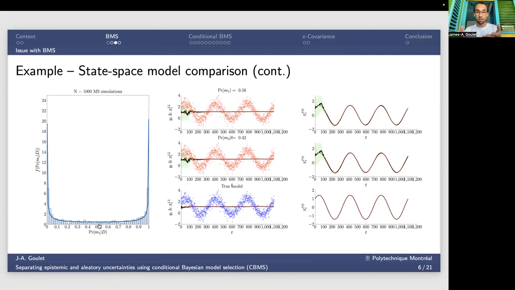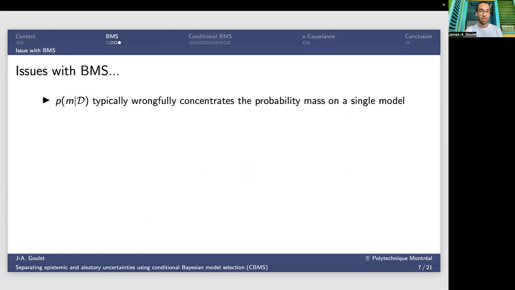Okay, and this showcases one of the problems we're facing when trying to use Bayesian model selection. It tends to concentrate all the probability on a single model. And that probability is not reliable, in the sense that if you change the data, you're going to completely flip your probability to another model.